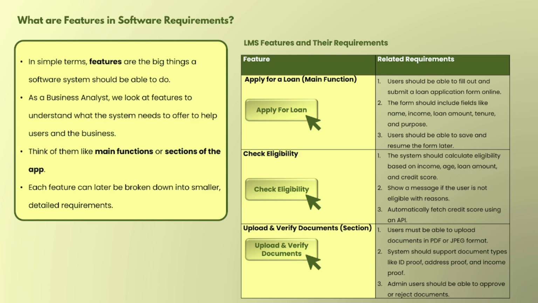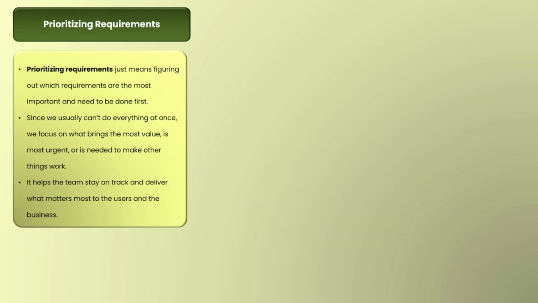Now let's move to prioritizing requirements. Prioritizing requirements just means figuring out which requirements are the most important and need to be done first. In any project there will be a long list of things stakeholders want. Stakeholders always have needs, so they have a long list of things they want, but we can't build everything at once because there is a time constraint, a budget constraint and so on.